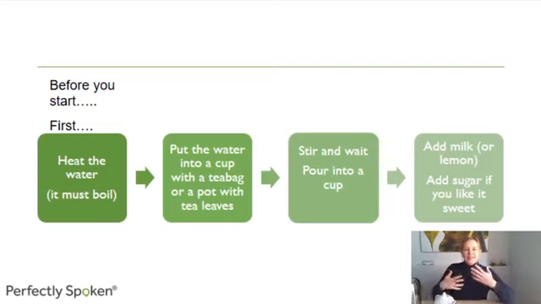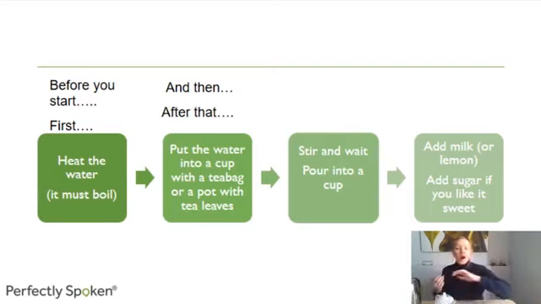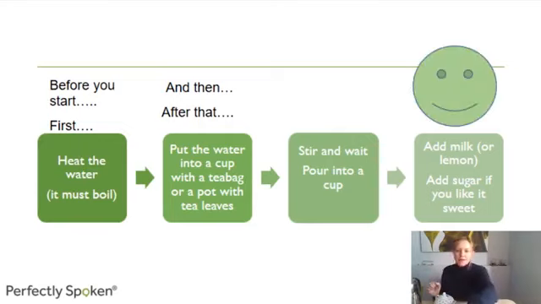Now, to make this process flow more and sound more fluent, more natural, you can add these little expressions. So before you start, you do this, and then, or after that. So this will give you a nice sequence, okay? And it will make your speaking sound more fluent and more natural, okay? And then, of course, at the end, you are happy and you have your fantastic cup of tea.